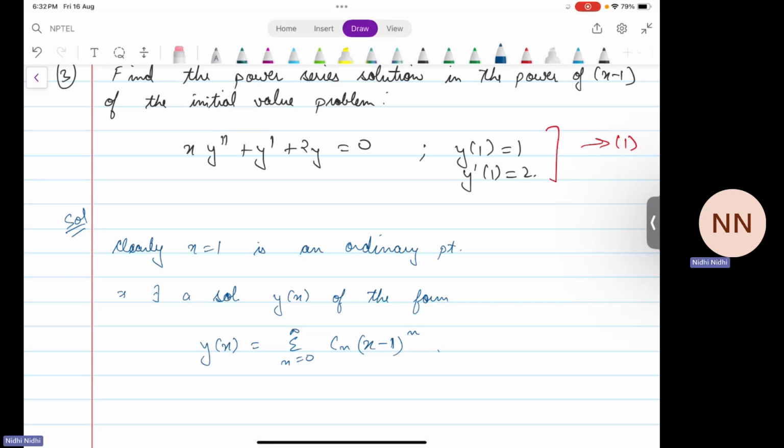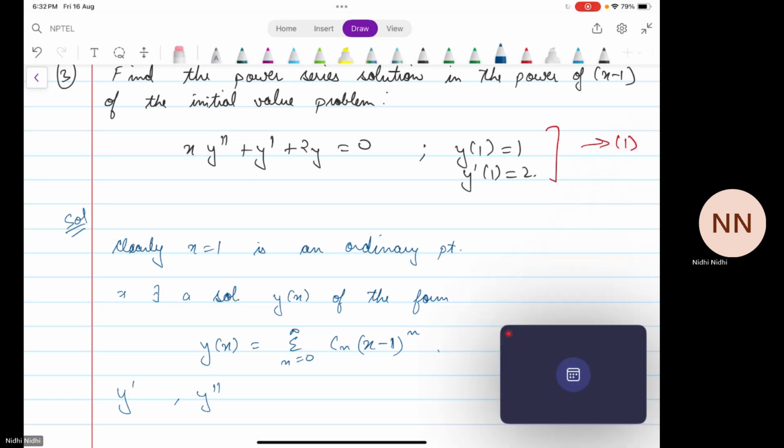So just take the derivative of y, find y dash, y double dash, and substitute those sums in the equation. I'll wait for 5 minutes so that you can try it yourself. It's just basic calculation.